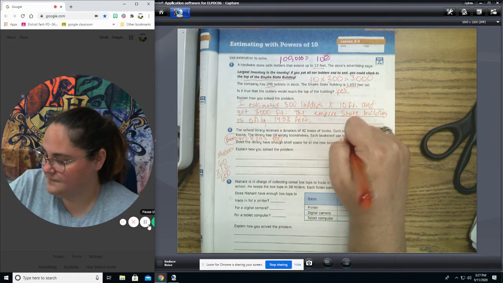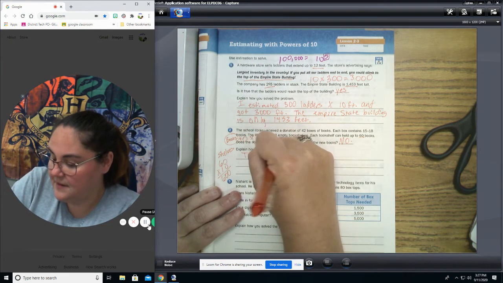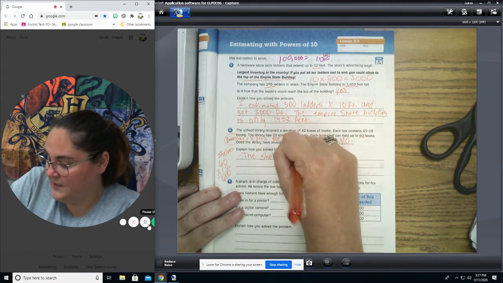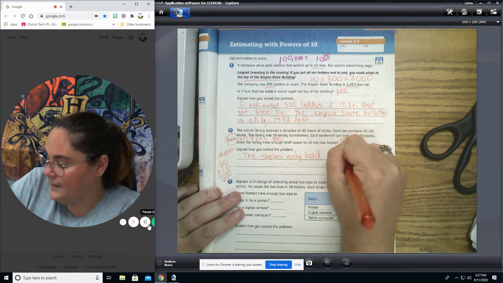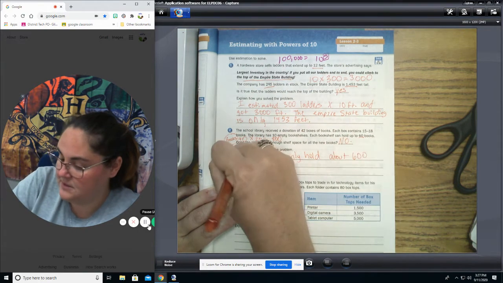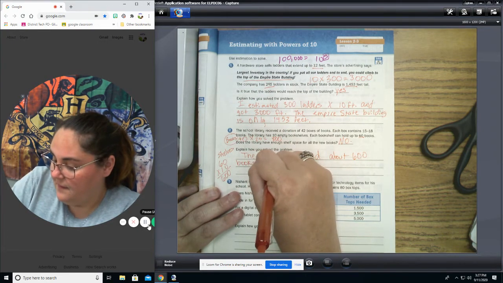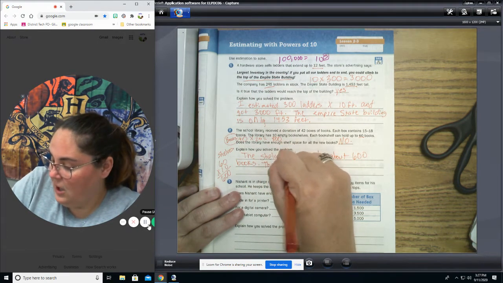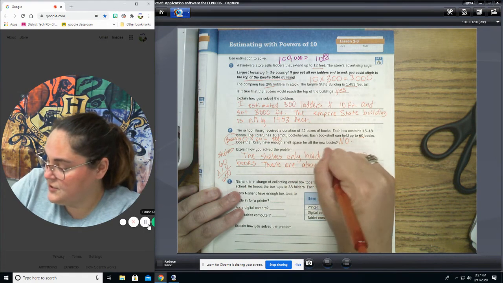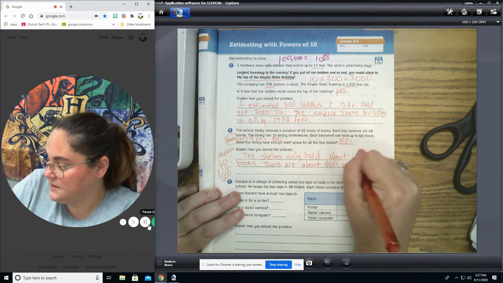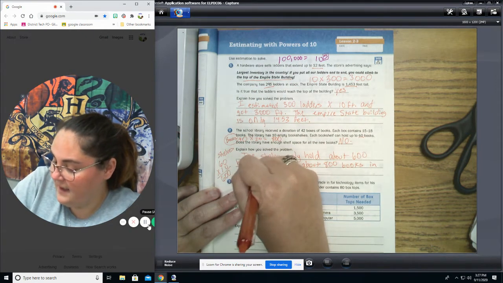No. The shelves only hold about 600 books. There are about 800 books in the boxes.